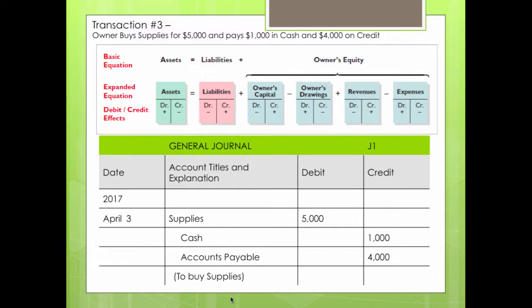Then we determine the credits. In this case, both cash and accounts payable are recorded as credits. We are paying supplies with cash, so in order to increase our cash account, we must credit the account.